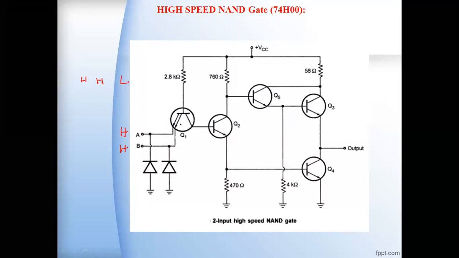Normally, the multi-emitter transistor conducts only when the emitter is at the logic low value. If the voltage at the emitter is logic low, then only the transistor Q1 will conduct. Otherwise, it will be in the off state, that is, in cutoff state. So in this case, we have applied the two inputs as high state. Because of this high state, the transistor Q1 is in off state here.